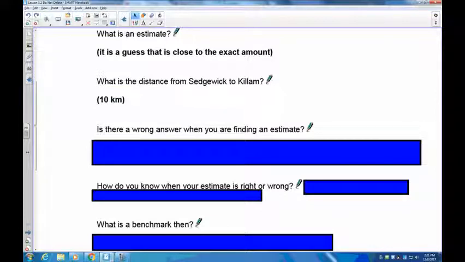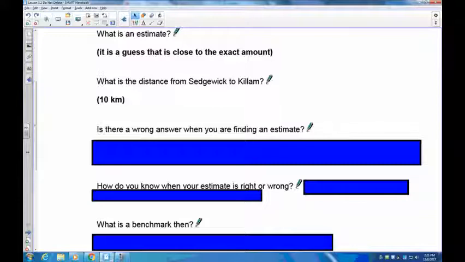So if I was to ask you what would be an estimate of the distance between Sedgwick and Killam, I would expect that you would have to have some knowledge about the distances between towns in the local area. If you're not from this area, you can't tell me what the answer to that question is, so you cannot really even make an estimate. However, if you are from this area, you should be able to tell me, probably very accurately, what the distance is, because it's a very commonly traveled route. So 10 kilometers would be fine, 8, 11, 12 will be good, 15, a little too far, 20, definitely out.